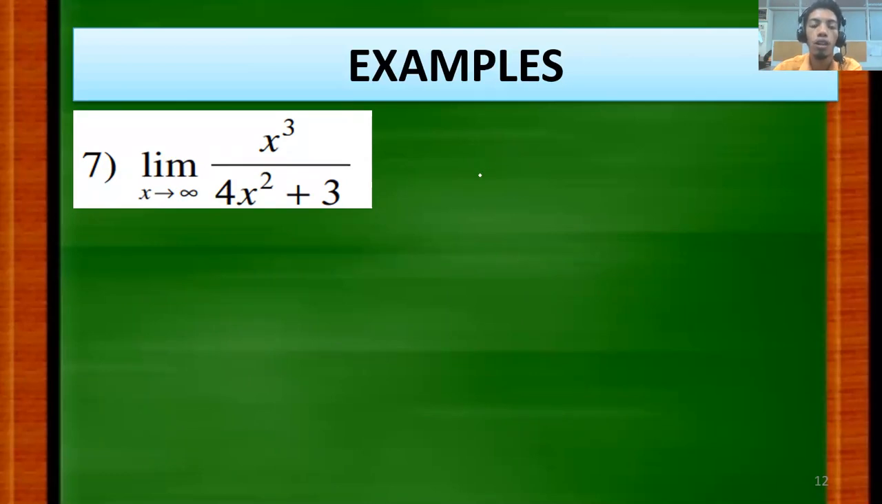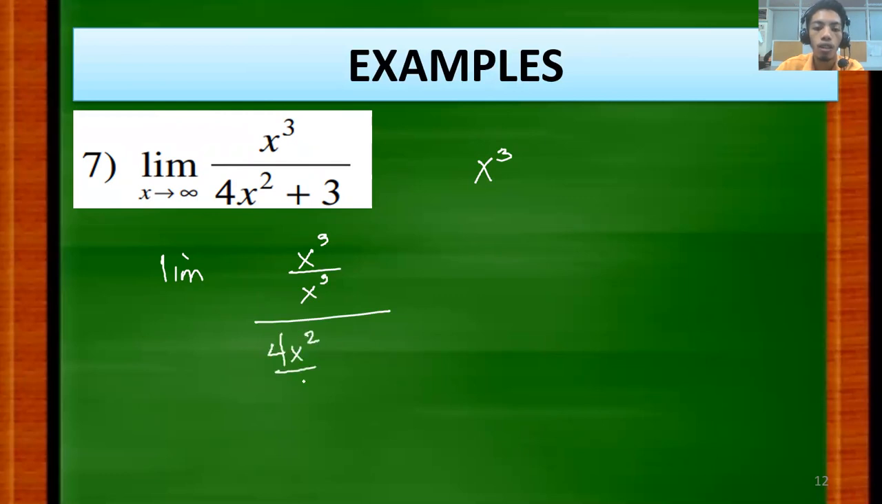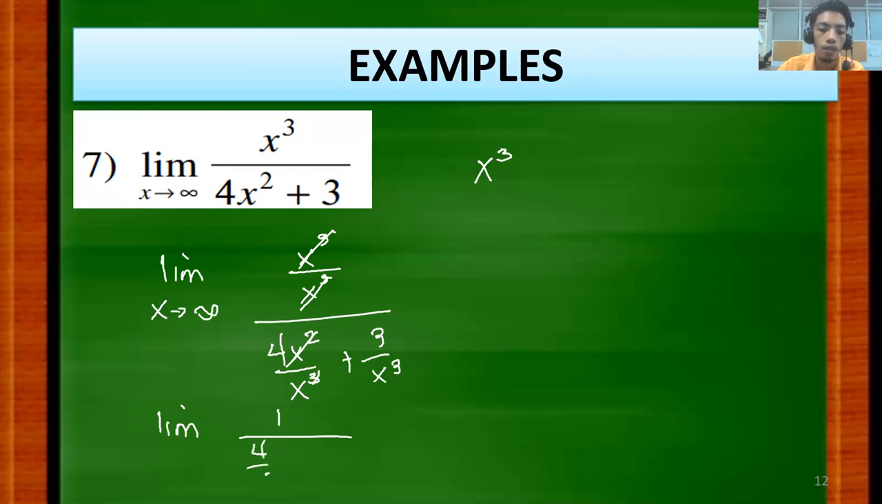Next example, number 7, we have the limit of x cubed over 4x squared plus 3 as x approaches infinity. So in example number 7, the highest power of x is x cubed. So dinivide ulit sa x cubed lahat. So the limit of x cubed over x cubed all over 4x squared over x cubed plus 3 over x cubed, as x approaches infinity. So again, simplify. Cancel si x cubed, magiging 1 na lang siya. So the limit of 1 over, cancel si x squared at si x cubed, magiging x na lang siya. So 4 over x, and then plus 3 over x cubed, and then x approaches positive infinity.